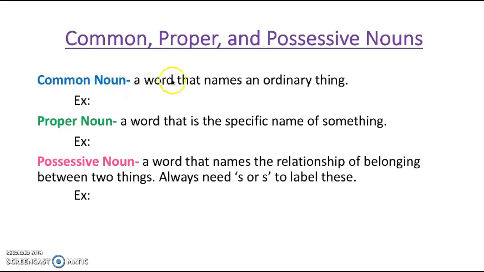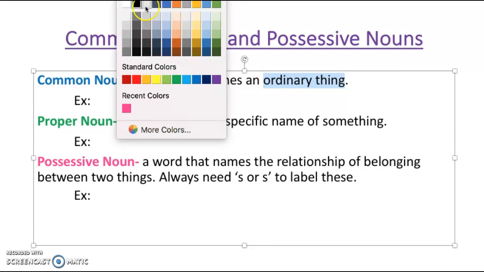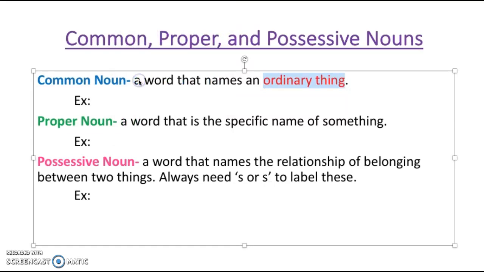A common noun is a word that names an ordinary thing. So throughout this whole entire definition, I mainly want everybody to just memorize the quick little 2 words, ordinary thing, because that is what's going to help you identify them in sentences. So as an example, you can have cat, dog, or even tree. Because you're not telling me what specific cat or what specific dog or what specific tree, you're just identifying that generalized term.